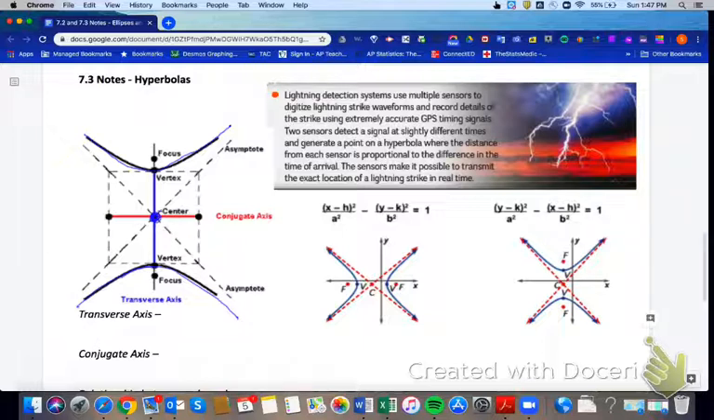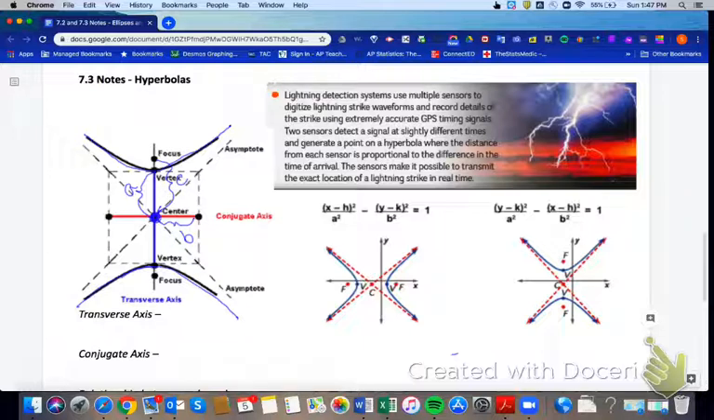The distance from the center to the vertex is a units. The distance from the center out in the opposite direction from where the vertices are is b, and the distance from the center to the focus is c units.